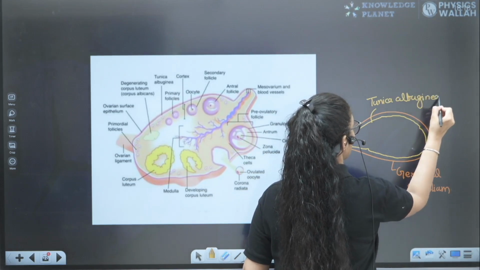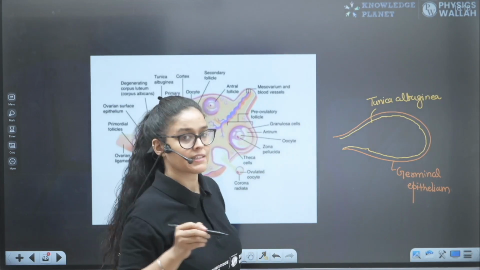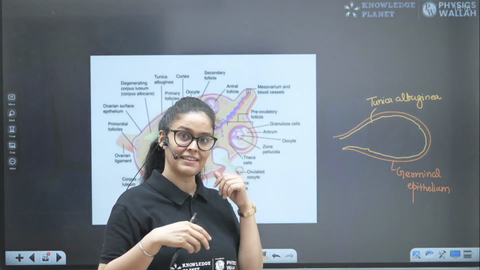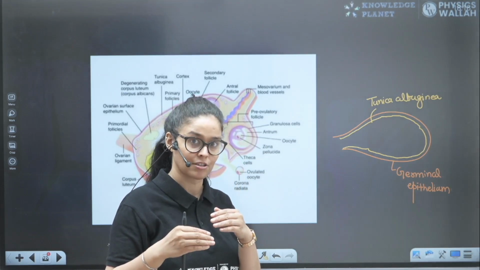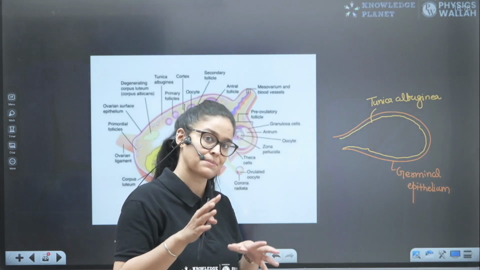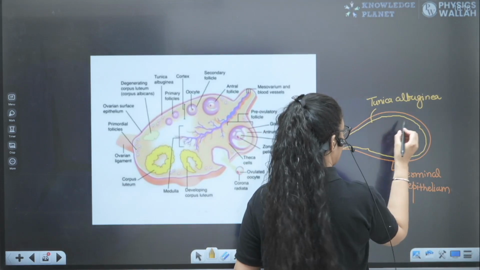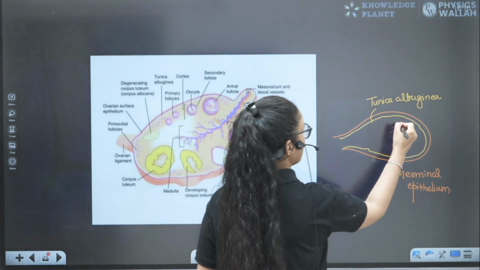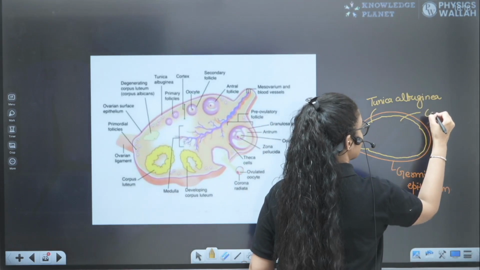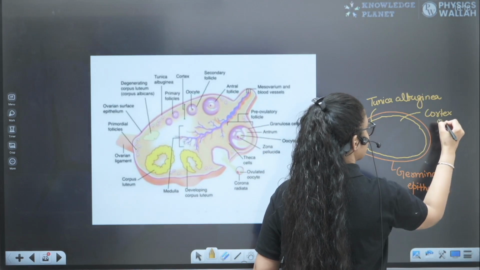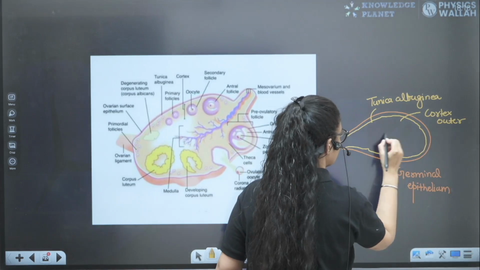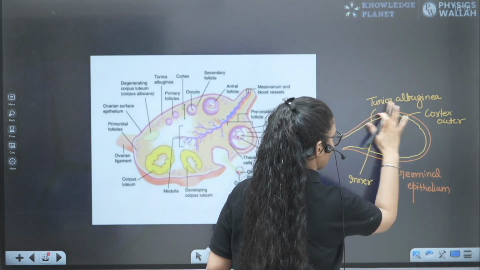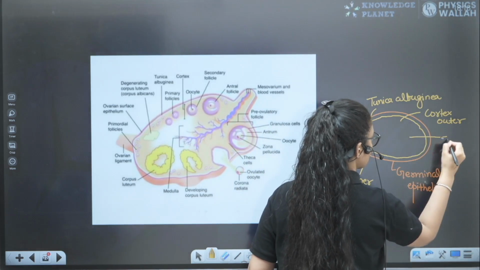I'm just talking about the follicle formation in the ovary, inside which the egg is present, not the oogenesis process we have already seen. So this is the tunica albuginea, the second lining. And then the ovary has two parts, the outer cortex region and this inner part, the medulla. The whole space inside the ovary is known as the stroma.